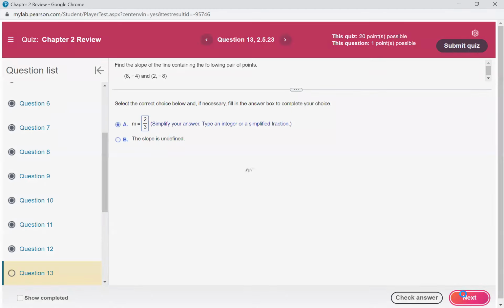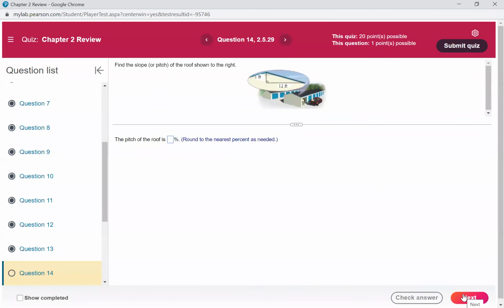All right, y'all. Next on the board is number 14. So let me see what we got here. 14, remember, the slope is the rise over the run. So let's see. The left side is 1 foot. So that's how tall it is. And then the bottom line is 12 feet. So they're finding the pitch of a roof. So let's go work that. And then we'll put in this answer.